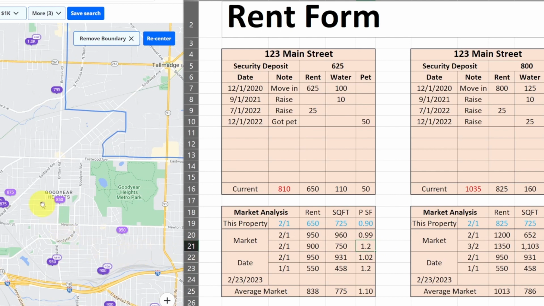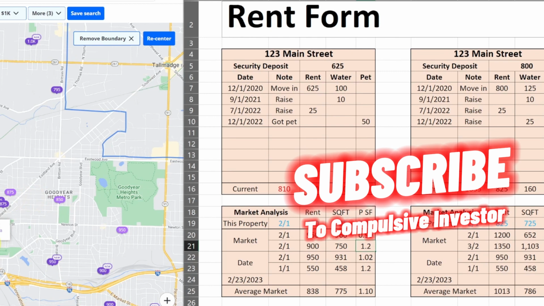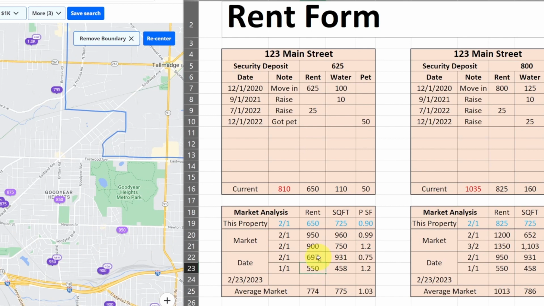So we'll do a third one. Let's take a look at, there's a 2-bedroom, 1.5 bath. Here's a 3-bedroom. Let's take a look over here. Here's a 2-bedroom, 1-bath for $697. And it's 800 square foot. $0.87 per square foot. Let's look for a fourth one.